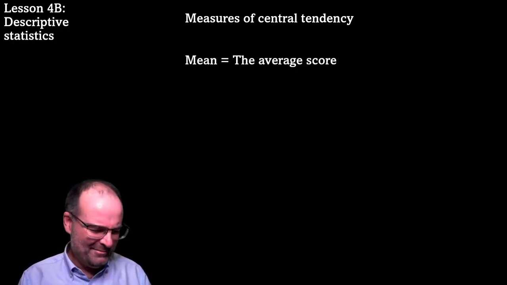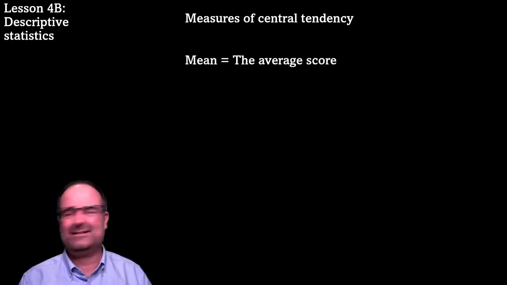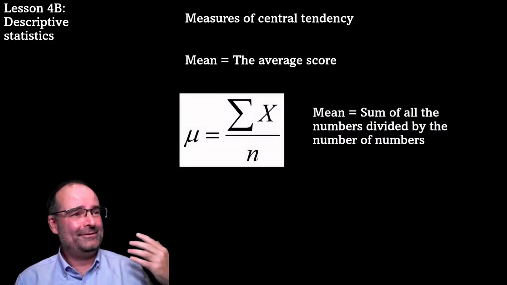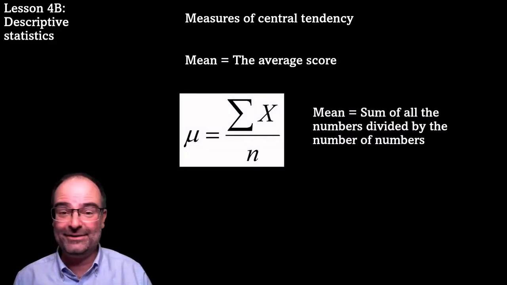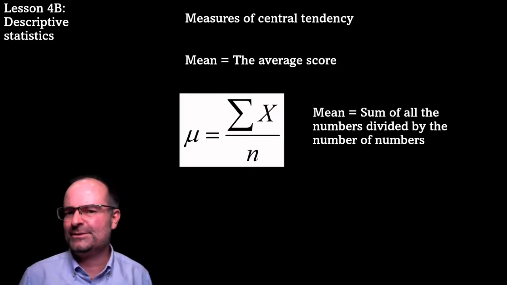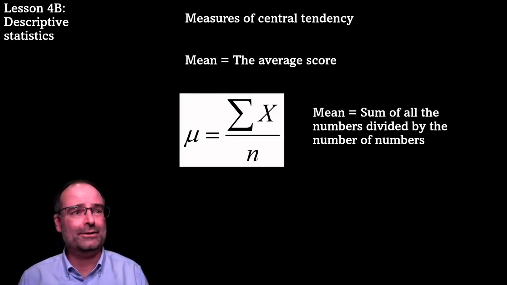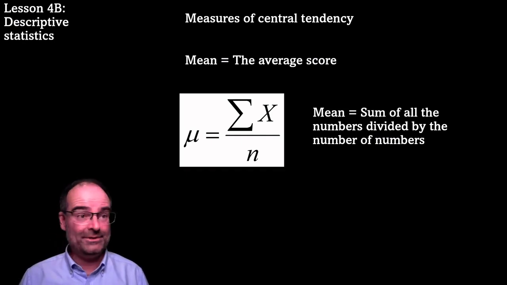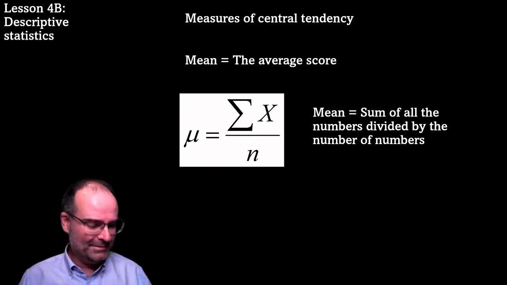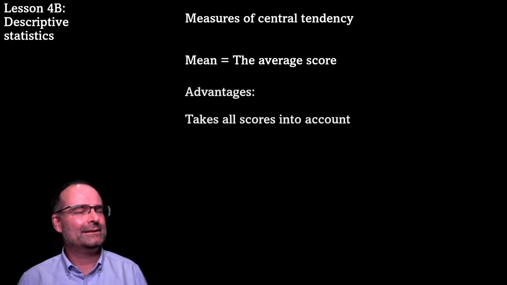Heading towards the mean. The mean is what we use in stats. The mean just means average. And if that equation scared you, just look at the description on the right because it means exactly the same thing. And it's all you need to know. To get a mean, you add up all the numbers, you divide by the number of numbers. That's what it means.